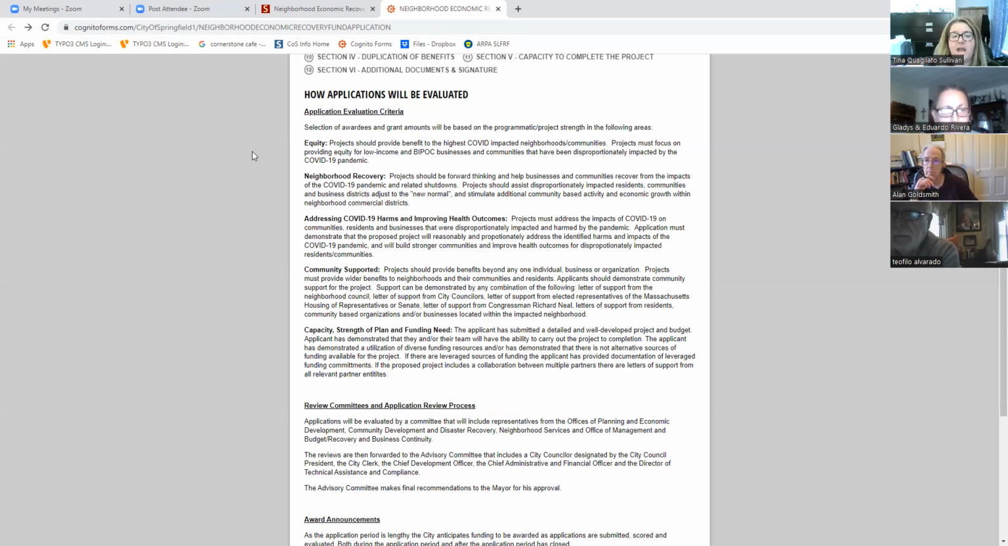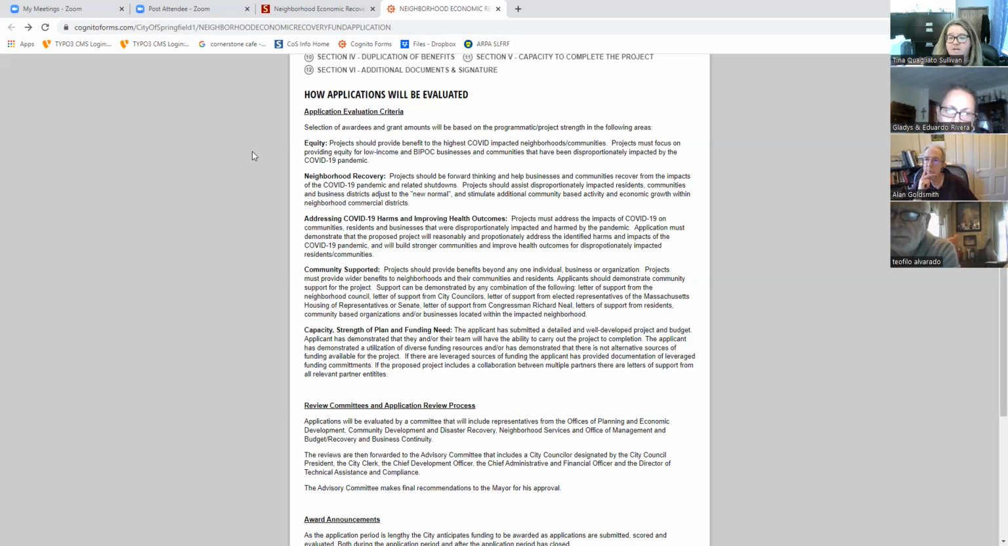We'll also look at whether the project is community supported. What that means is, again, we're going back to that community benefit and showing that your project provides that benefit. And additionally, we're going to ask that you demonstrate that there's community support. And there are several ways that we lay out that you can demonstrate that fairly easily.